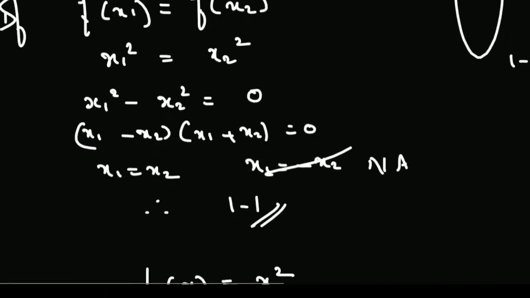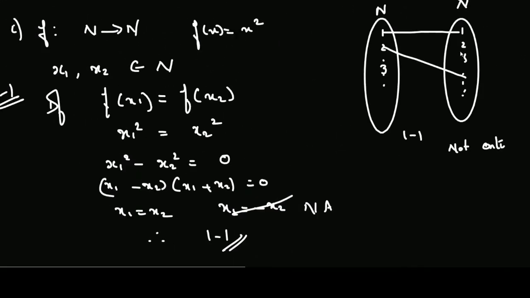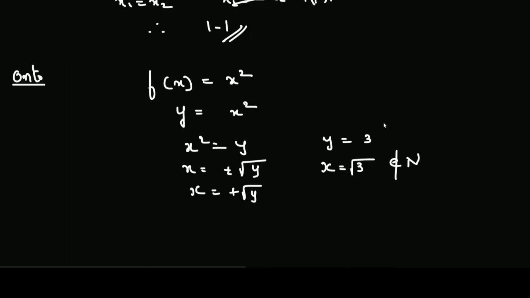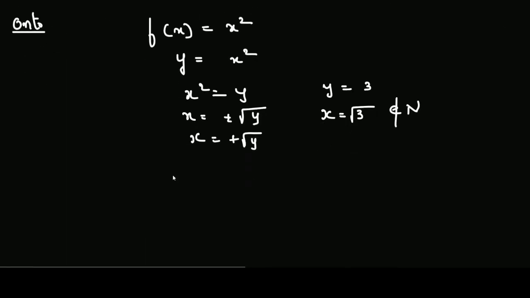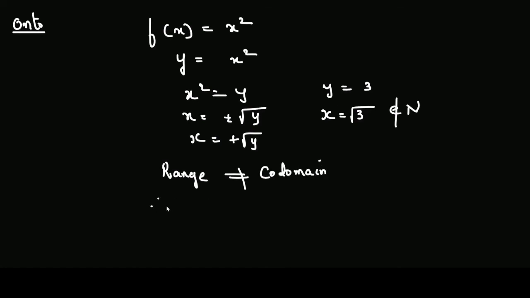So that means it's very clear some elements are left out. Some elements we are not able to find the pre-image. You just write here the range is not equal to the codomain. Just write that. Range is not equal to the codomain, therefore the function is not onto.